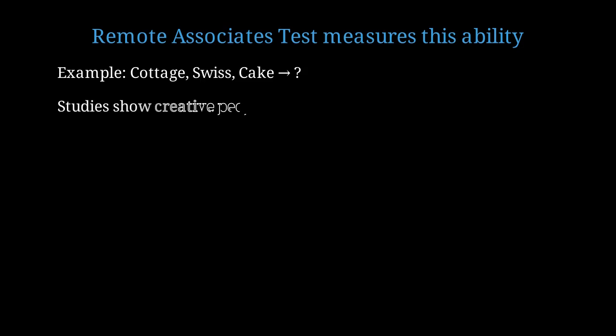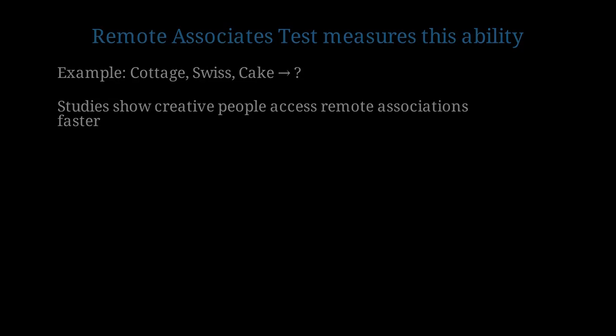Psychologists use the remote associates test to measure creative thinking. You're given 3 words and must find a 4th that connects them all. For example, cottage, Swiss, cake. What word connects all 3? The answer is cheese. Cottage cheese, Swiss cheese, cheesecake. Brain imaging studies by Mark Jung-Beeman show that creative individuals can access remote associations more quickly. Their semantic networks have more long-range connections.